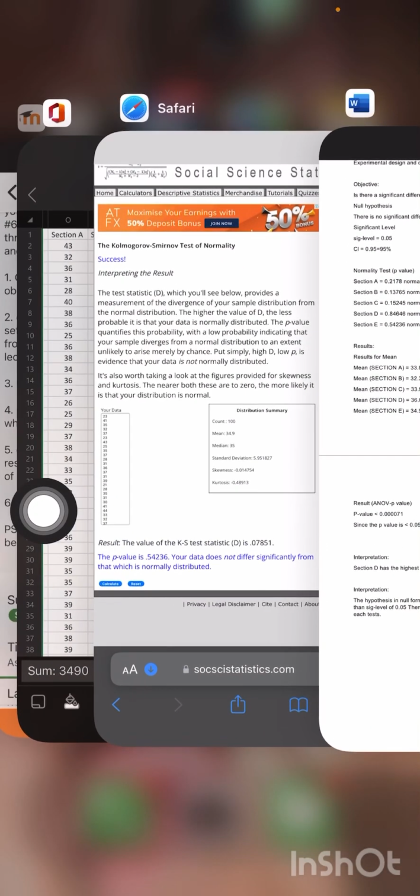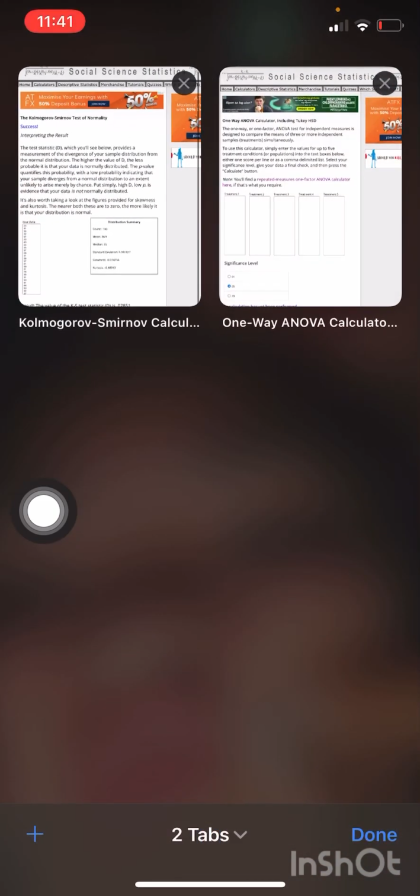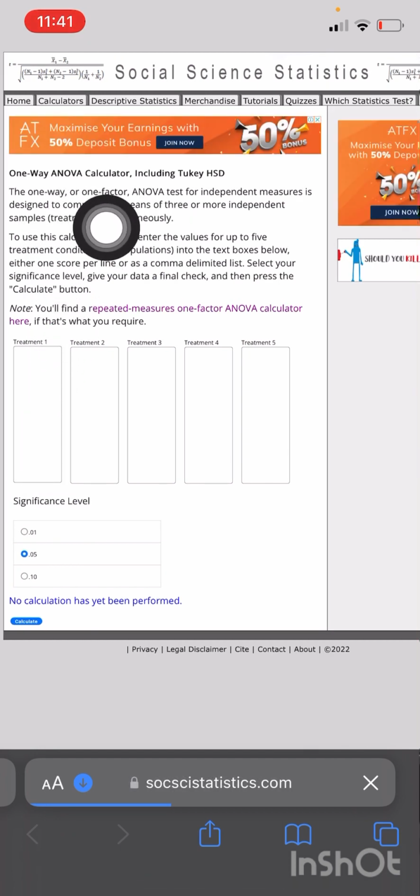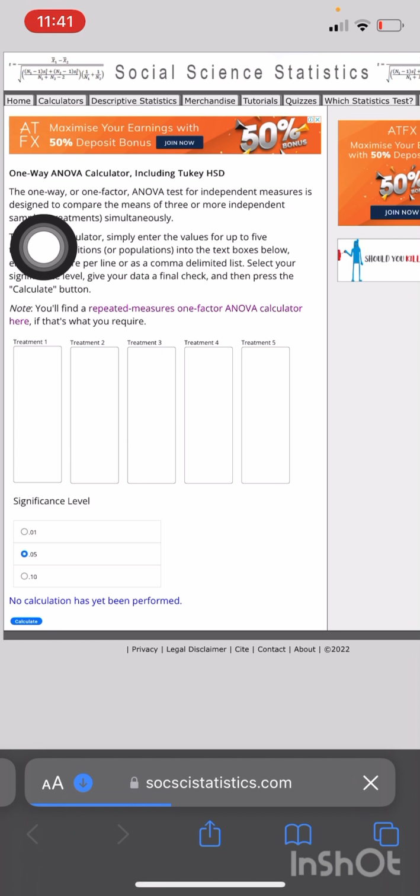So next was to use this online one-way ANOVA calculator, including Tukey HSD. The one-way or one-factor ANOVA test for independent measures is designed to compare the means of 3 or more independent samples or treatments simultaneously. To use this calculator, simply enter the values for up to 5 treatment conditions or populations into the text boxes below.